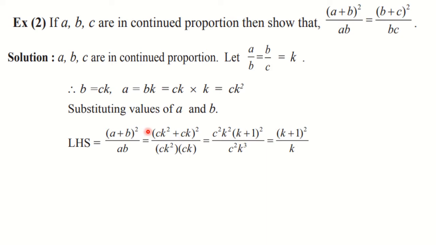Okay, and see, they are inside the bracket and whole square is there. In the denominator, value of A is CK square and value of B is CK. So simply you have to replace A by CK square and B by CK. This is the very first step. Afterwards, from this bracket you will observe that CK is common. And if you take out CK as common, you will be left out with K plus 1. Okay. But outside you have square. So C square, K square, K plus 1 the whole square.